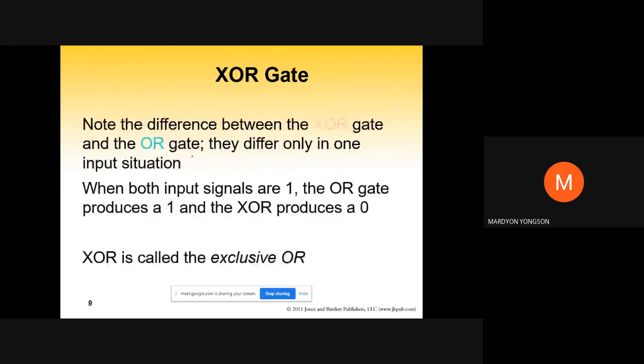And then also, note the difference between the XOR gate and the OR gate. They differ only in one input situation. When both input signals are 1, the OR gate produces a 1 and the XOR produces a 0. So, XOR is called exclusive OR. Ayan. So, yung acronym na exclusive OR ay XOR.